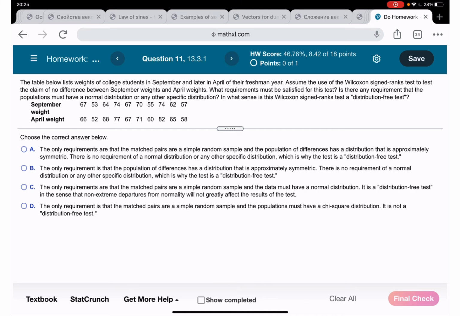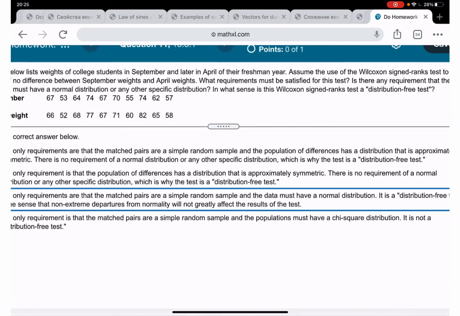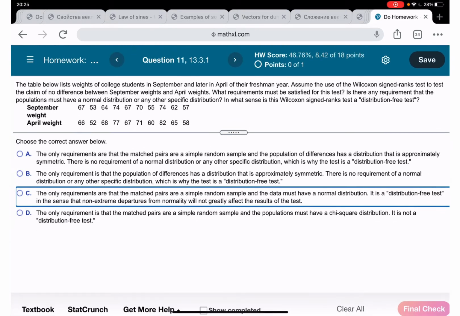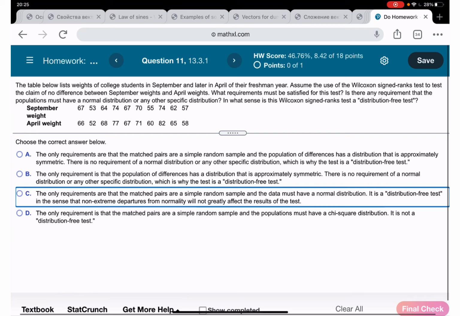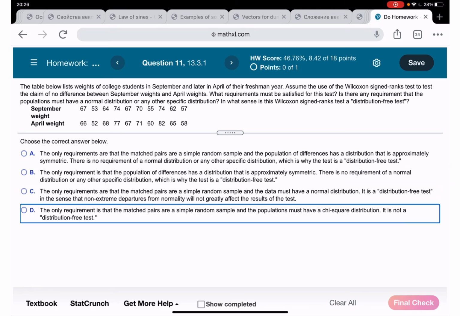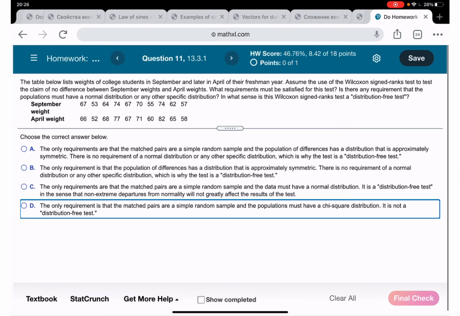What do we have on question number 11 here? The table below lists the weight of college students in September and late April. Assume we use the Wilcoxon rank test to test the claim of no difference between September weight and April weight. What requirement must be satisfied for the test? Is there any requirement that the population must have a normal distribution or any other specific distribution? In what sense is this Wilcoxon rank test a distribution-free test?